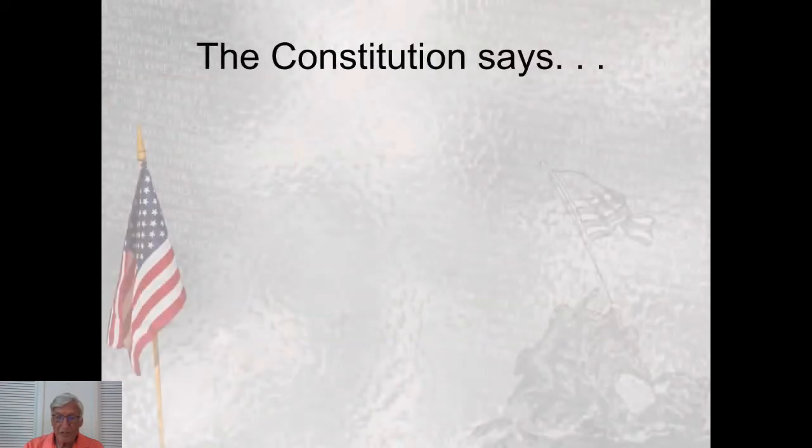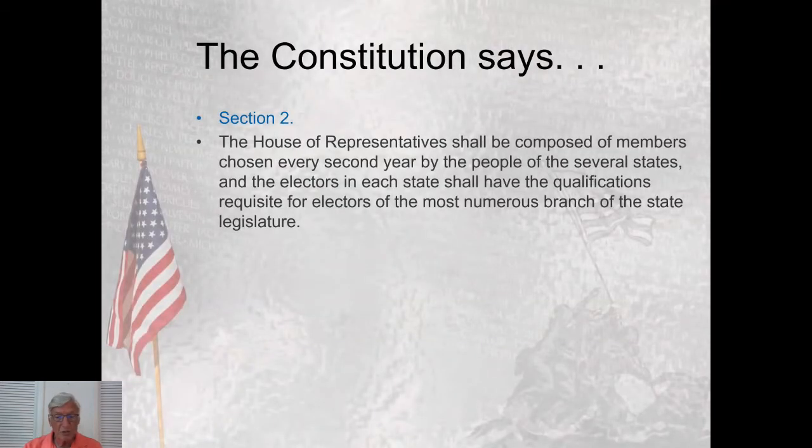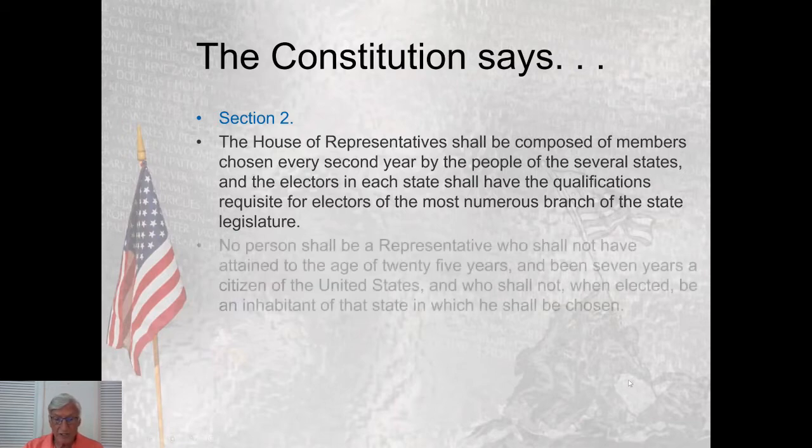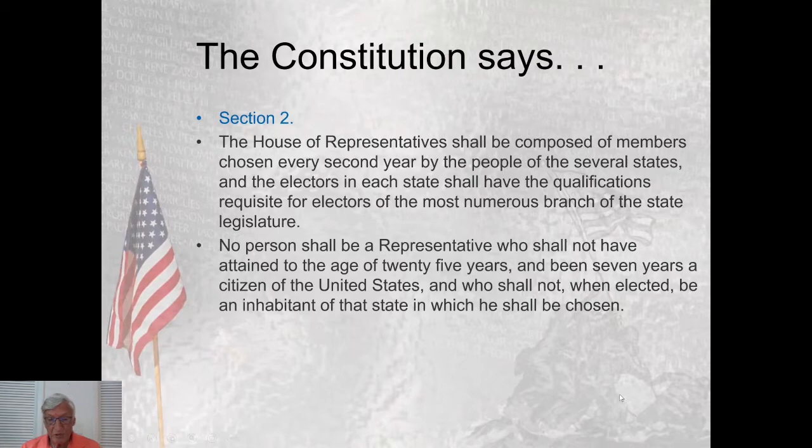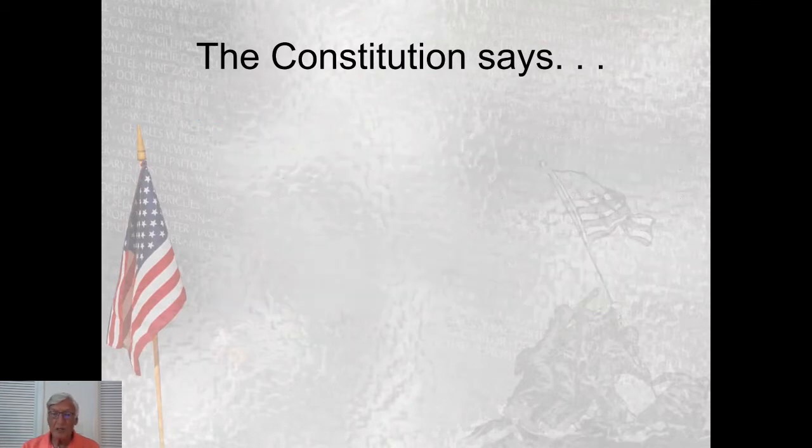What does the Constitution say about it? It's in Section 2, and says the House of Representatives is going to be composed of members chosen every second year by the people of the several states, and the electors shall have the qualifications requisite for the electors of the most numerous branch of the state legislature. And you have to have been 25 years old, been 7 years a citizen of the United States, and you need to actually reside in the state where you're being chosen. Though interestingly, you don't need to reside in the district from which you are being elected, though that rarely is a problem.